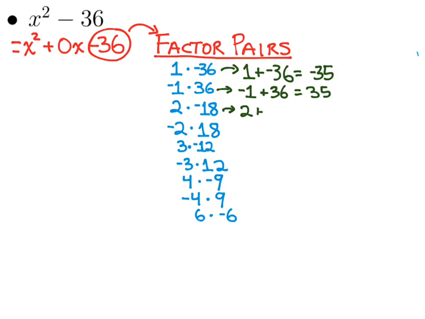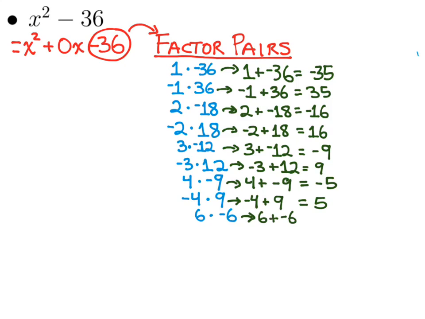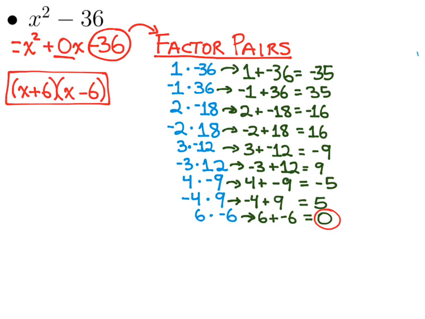So negative 35, 35, negative 16, 16, negative 9, 9, negative 5, 5, and finally 0. Hey, we wanted 0 because we're trying to match 0x. That means 6 and negative 6 are our winners. x plus 6 times x minus 6. Boom, done.